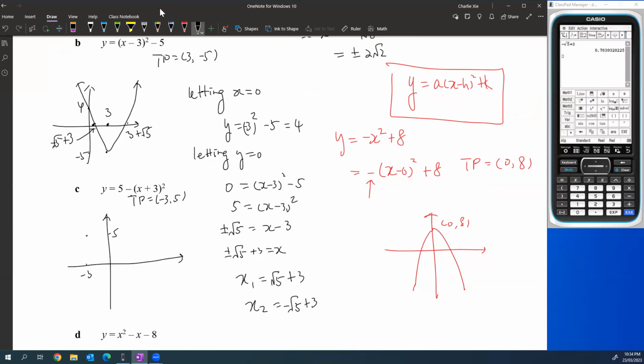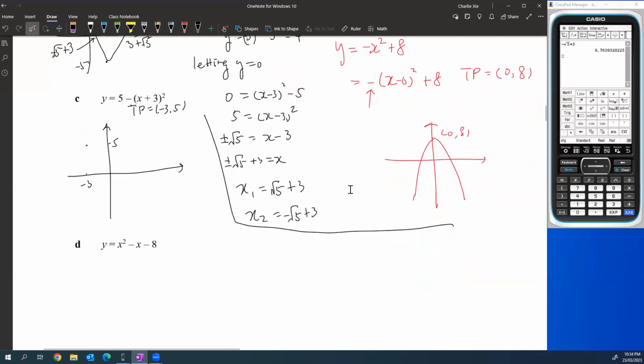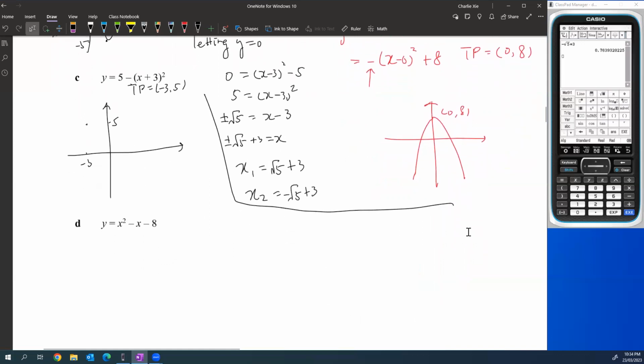All right, let's find the y-intercepts. I'm going to speed up a little bit. Obviously, I'm using a laptop, it took me a lot more space. So to make x equal 0, we have y equals 5 take away 0 plus 3 bracket square. That would be negative 4. So when x equals 0, y equals negative 4.